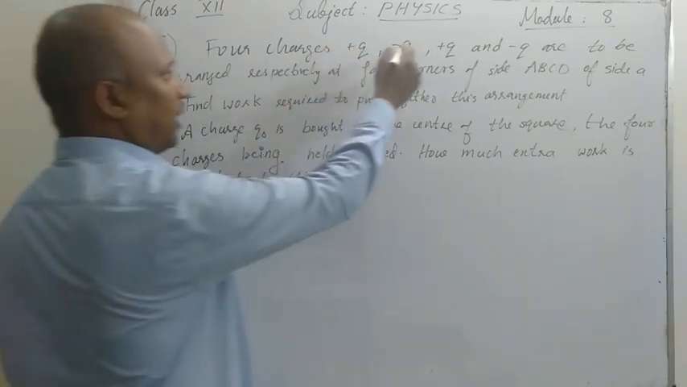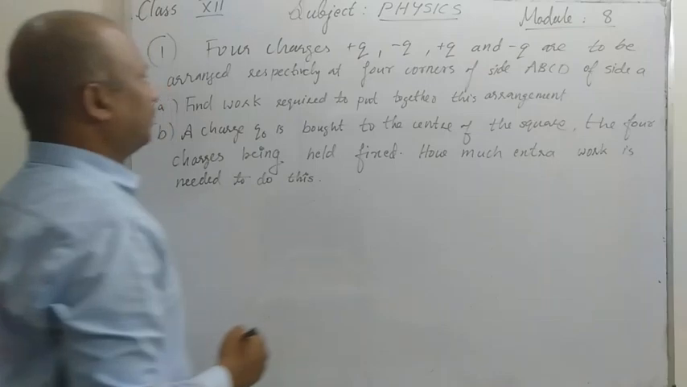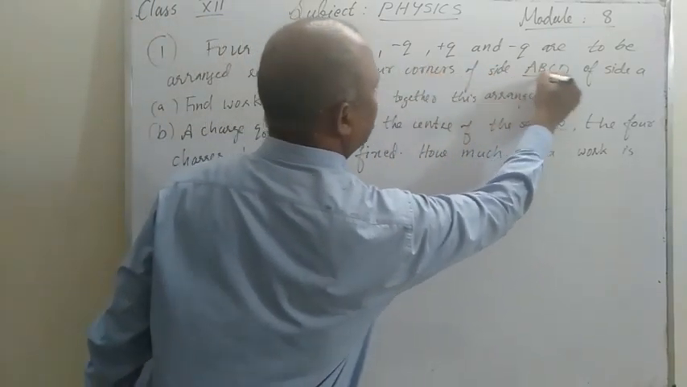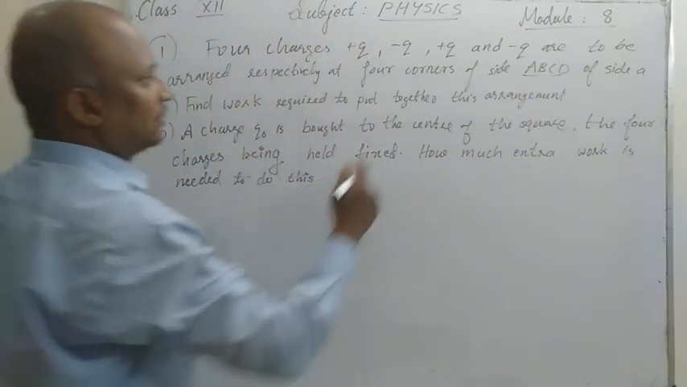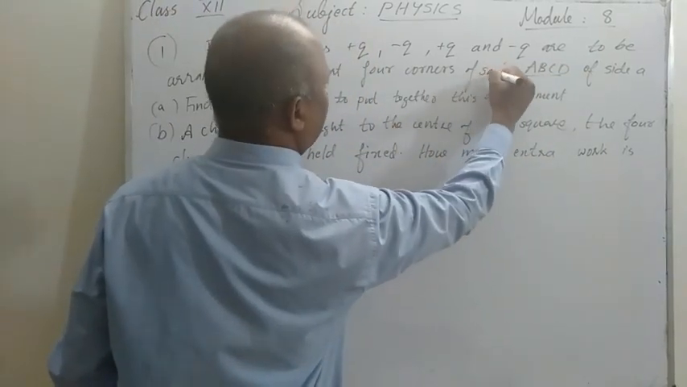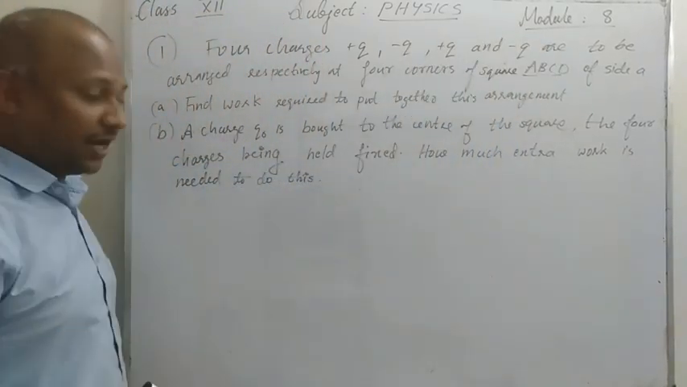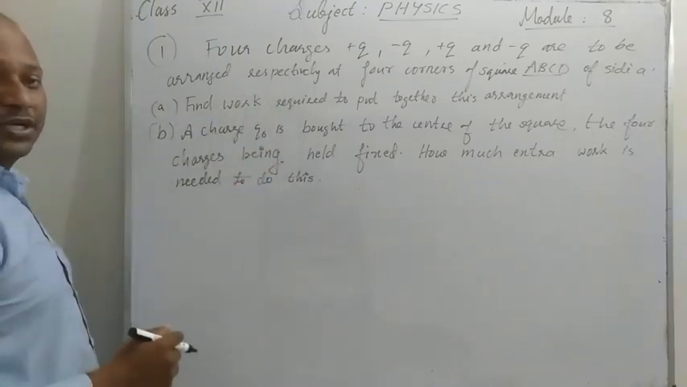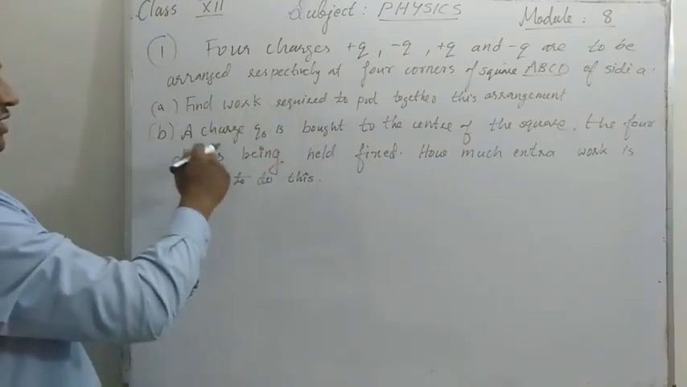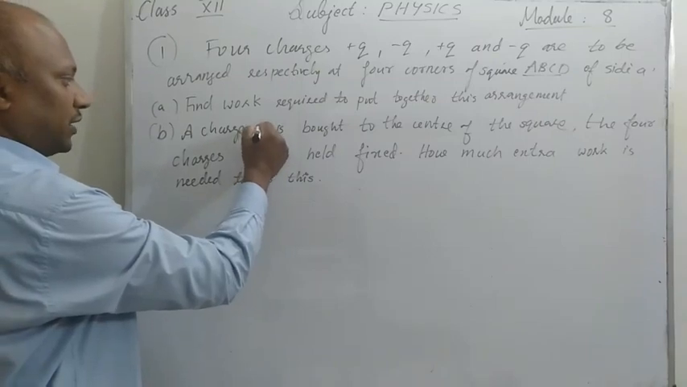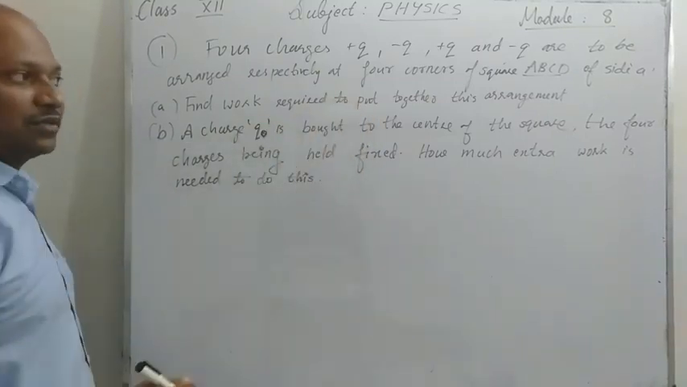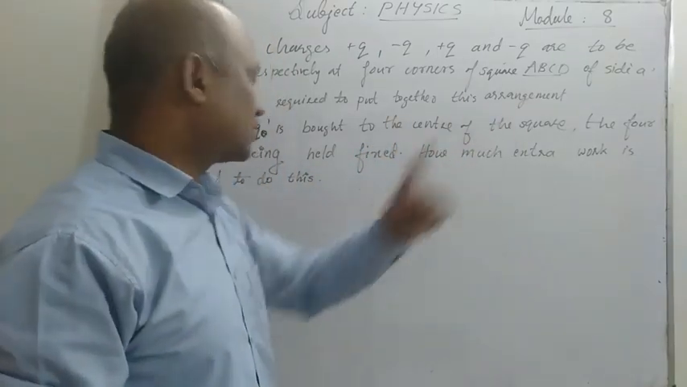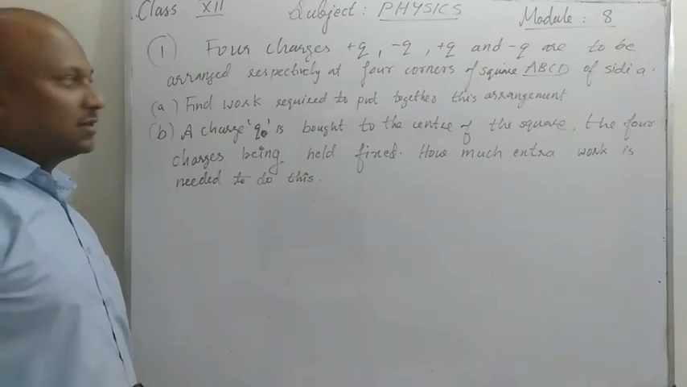Four charges q, minus q, plus q and minus q are to be arranged respectively at four corners of a square ABCD of side a. Find the work required to put together this arrangement. A charge q naught is brought to the center of the square, the four charges being held fixed. How much extra work is needed to do this?